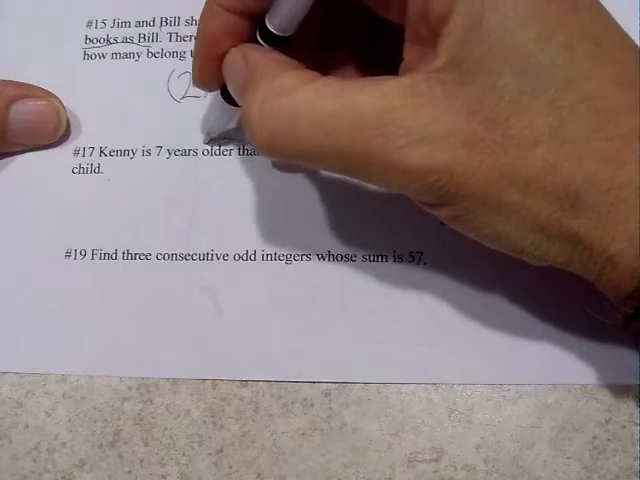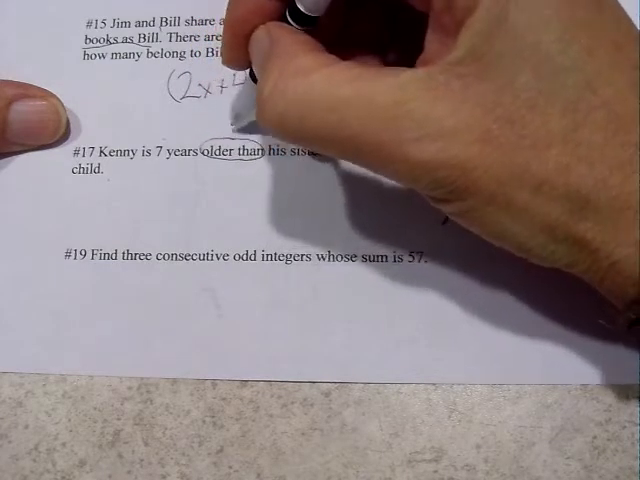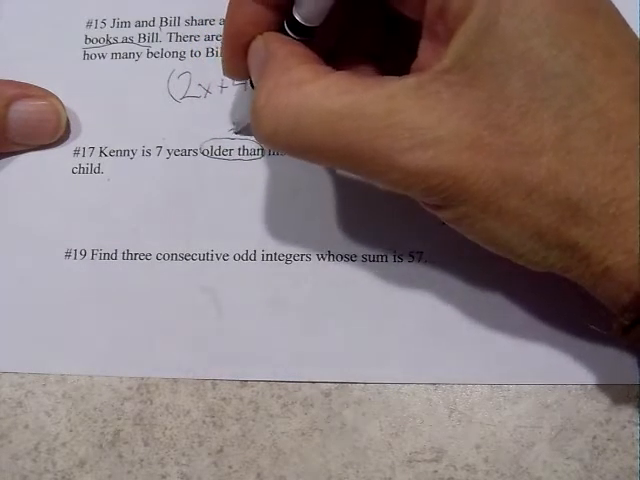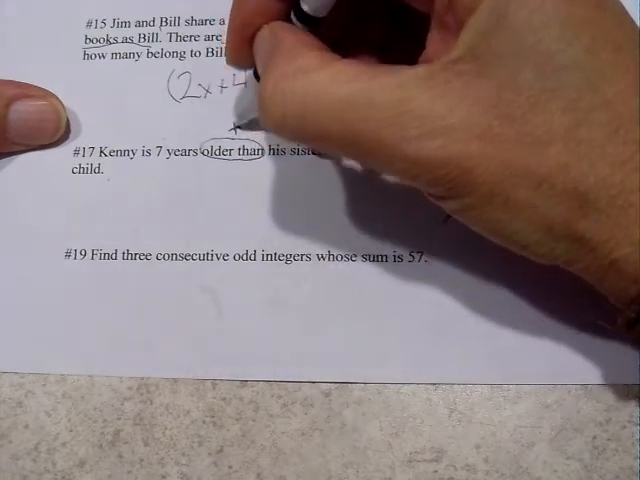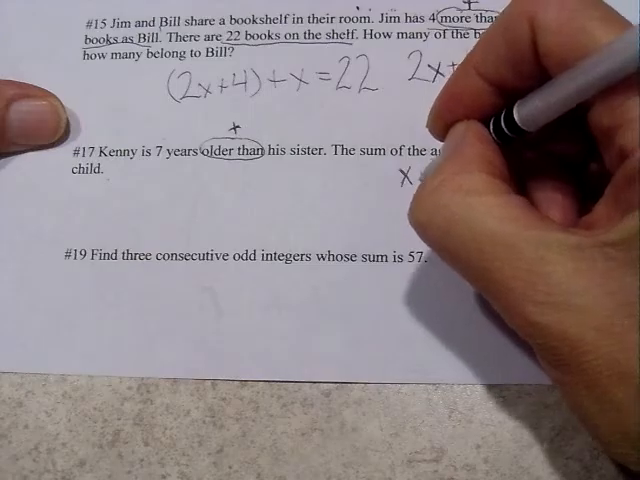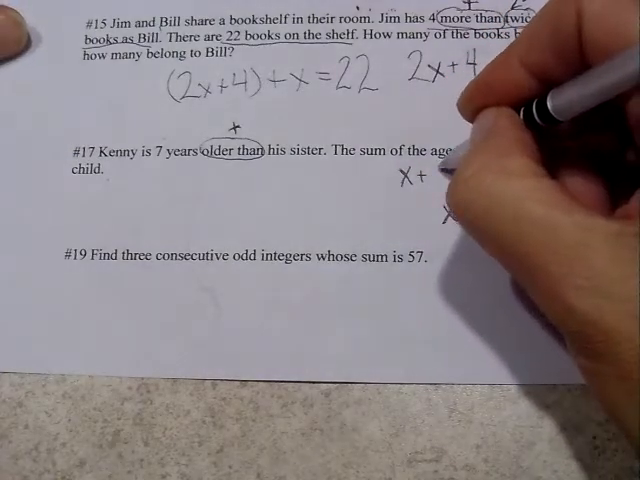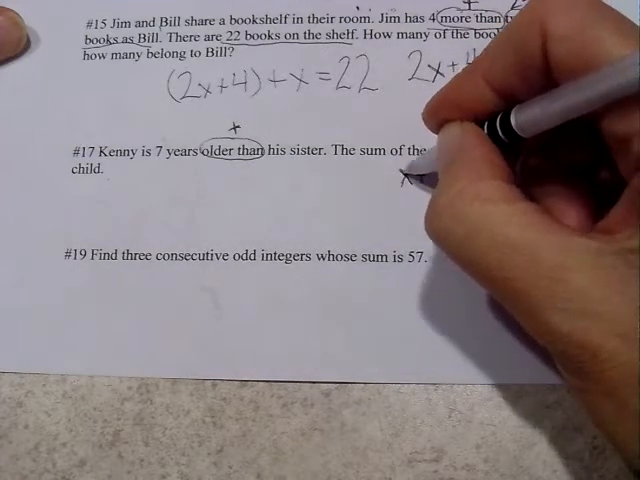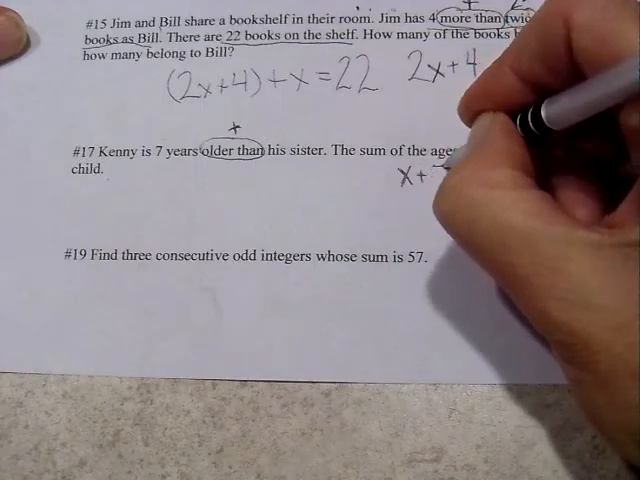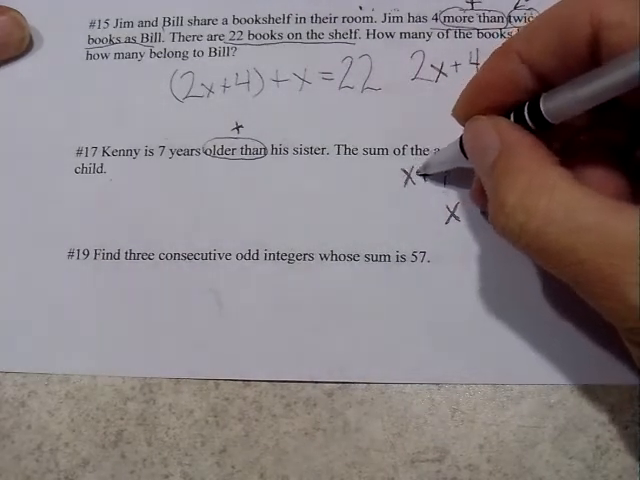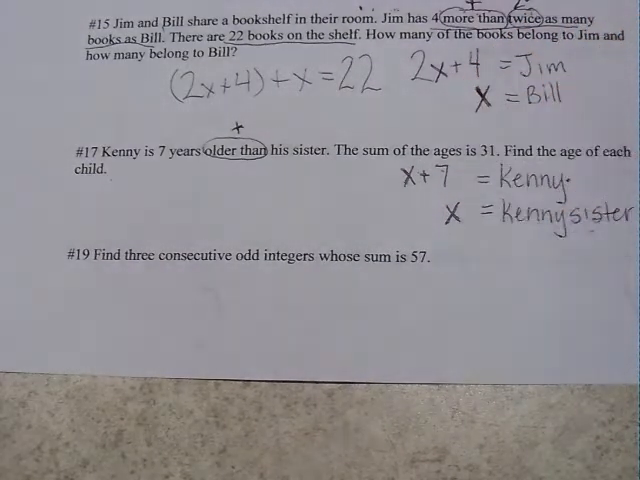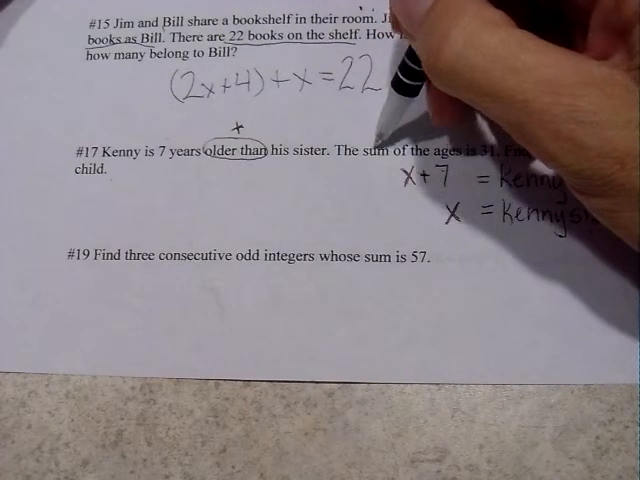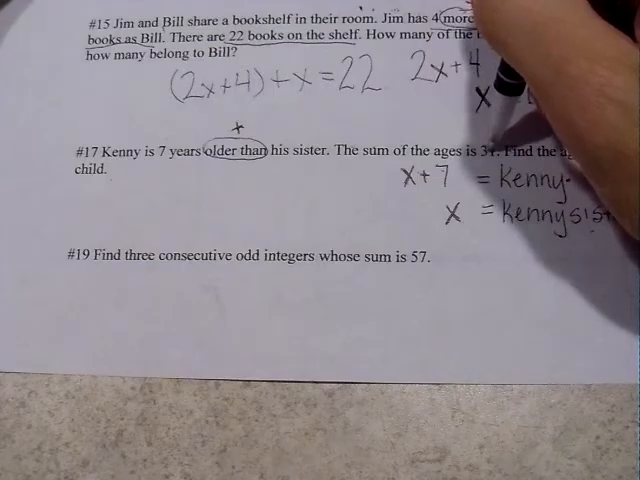Okay, older than or more than should jump out as a plus, right? So we take his sister, and Kenny is 7 years older. So we're going to add 7 more years to his sister's age. So x plus 7 is Kenny, where x is just Kenny's sister. Then you read in your next sentence, the sum of the ages is 31.